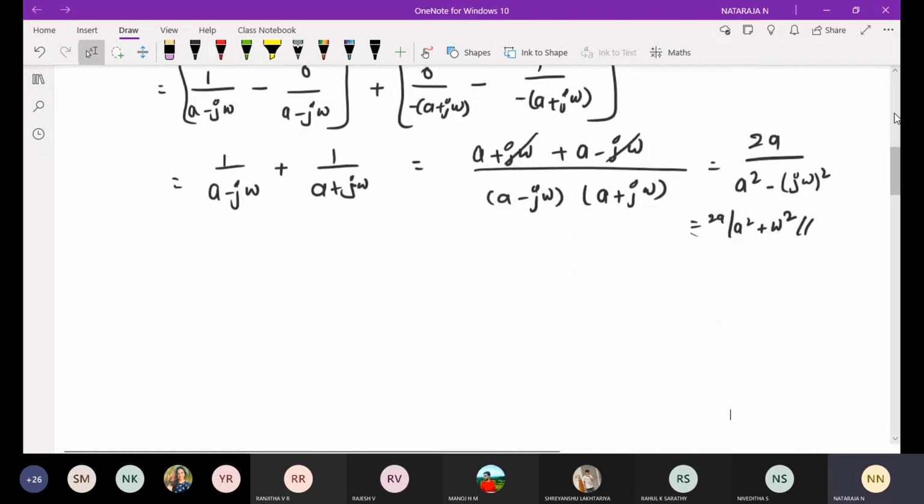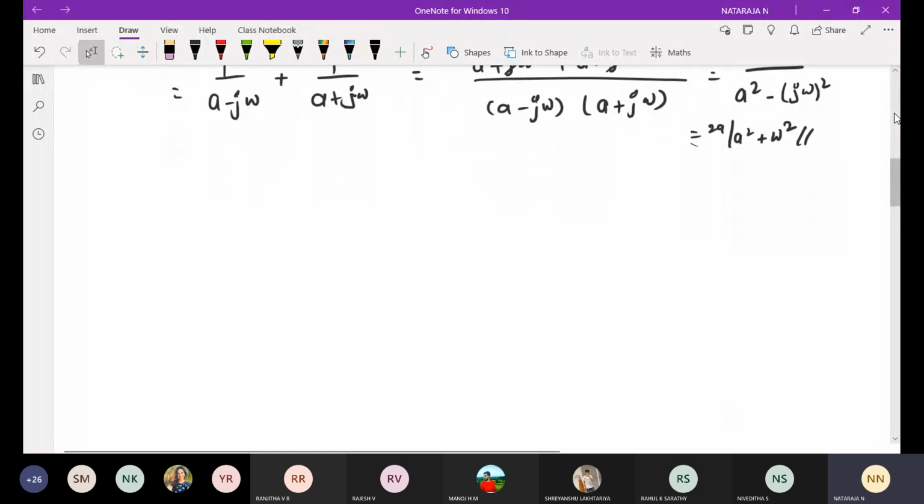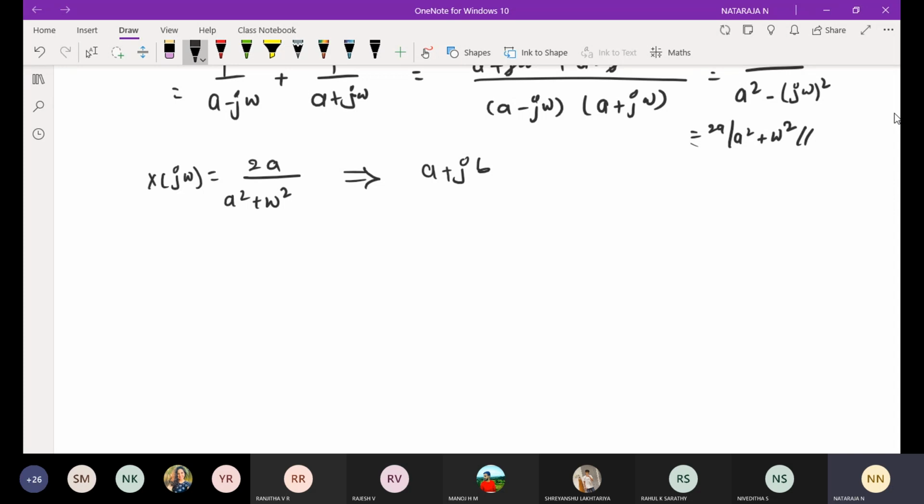Now, what we got is X of j omega, and we need to draw the spectrum. X of j omega is equal to 2a divided by a square plus omega square. Now I need to compare this with the a plus jb form. The a value is 2a by a square plus omega square, plus j into 0. I don't have any b term, so I will make it 0.